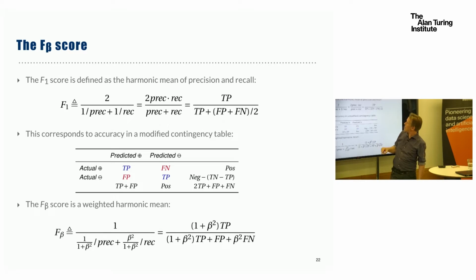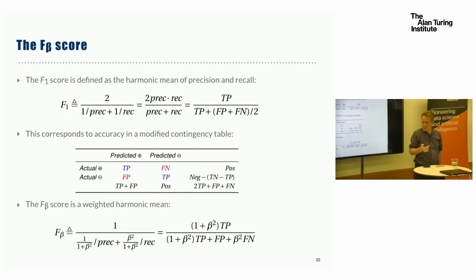What F-measure does is actually, if you multiply everything by 2, then you get 2TP divided by 2TP plus FP plus FN. So actually, F-measure effectively sticks another copy of the true positives here. And then the accuracy in this table is the same as F-measure. OK?